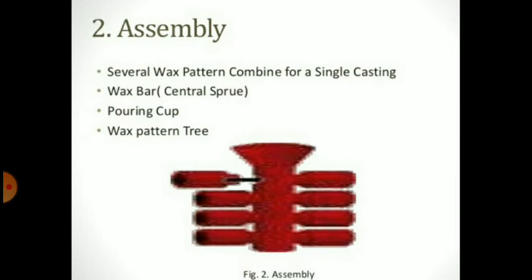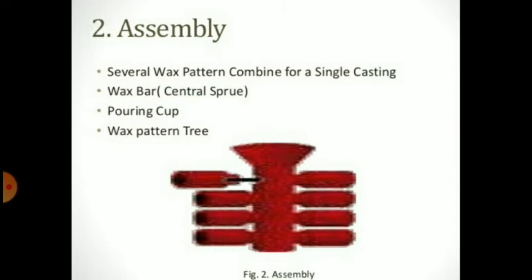In the next step, the assembly. Several wax patterns are made from the die, and these small wax patterns are assembled together to a wax gating system connected to a central sprue by wax welding with the aid of heated tools. You can see here at the center the sprue, which is made for pouring the molten metal. These are the number of wax patterns.